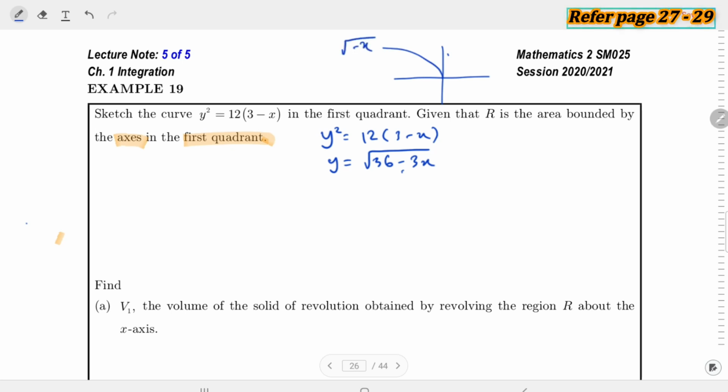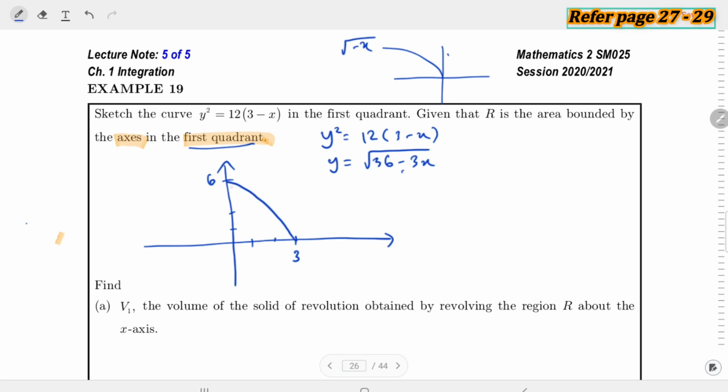Please ignore the notification sound. Since the question tells us about the first quadrant, when you find the domain of this, you'll get x must be less than 3. So I just sketch 3 here, and then when you find the y-intercept, it's going to be 6 when x equals 0. So the graph will be sketched like this.